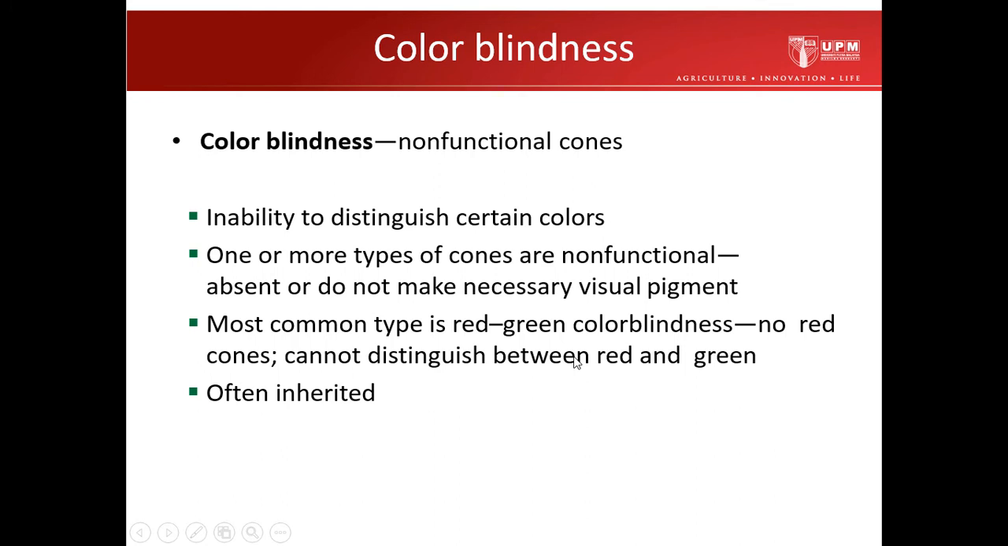People who cannot distinguish certain colors have a form of color blindness. Color blindness occurs when one or more types of cones are non-functional. The cones may be absent or they may be present but unable to manufacture the necessary visual pigments. In the most common type of color blindness, red-green color blindness, the red cones are missing, so the person cannot distinguish red light from green light. Color blindness is more common in males than in females.